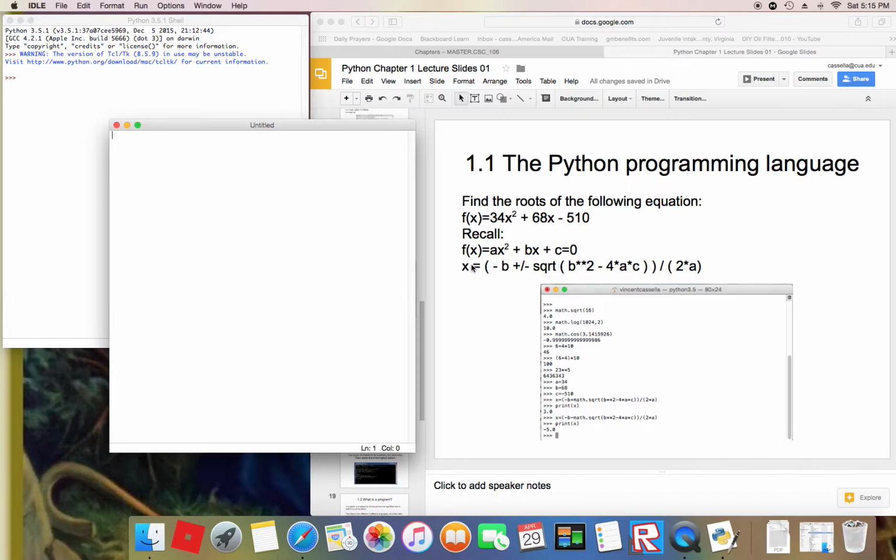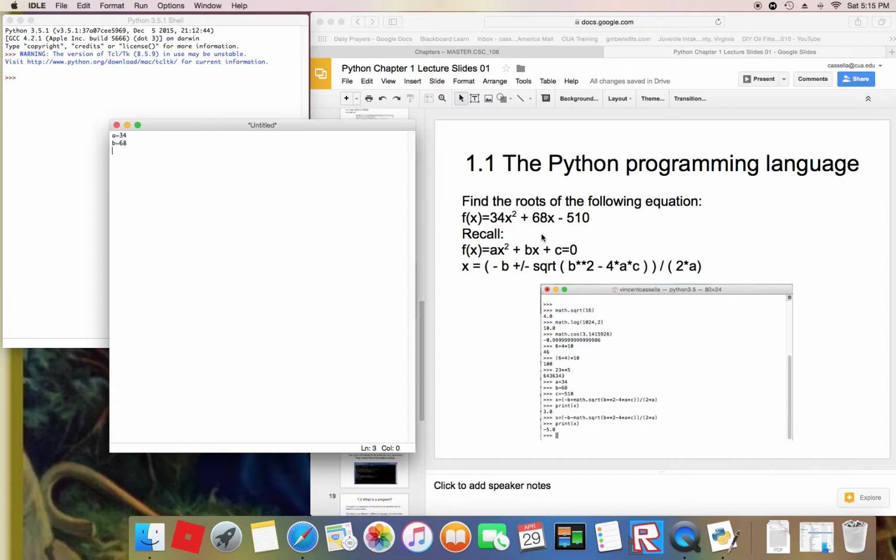This is the solution of x in terms of a, b, and c. So the first thing I want to do is define what a, b, and c are for my particular case. In this case, a is equal to 34, so I'll type in a equals 34. Enter. Then b is equal to 68, so I'll type in b equals 68.